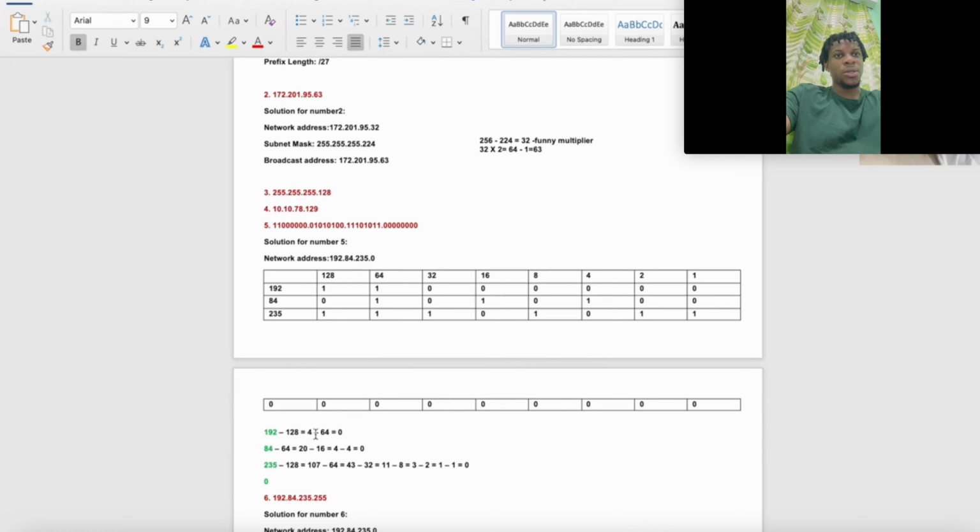192 minus 128 equals 64, minus 64 equals 0. From the table, the 128 we got from the table, and the 192 minus 128 equals 64.